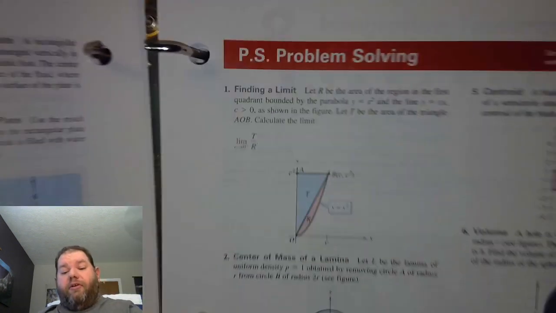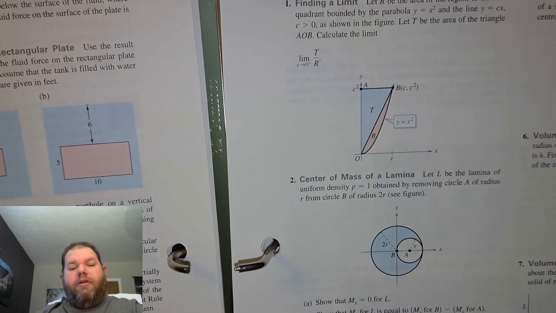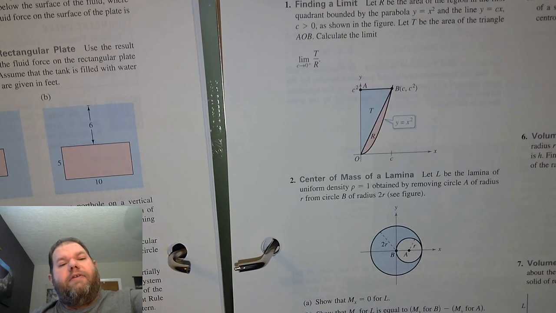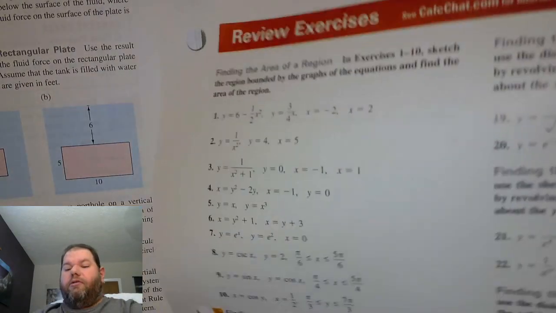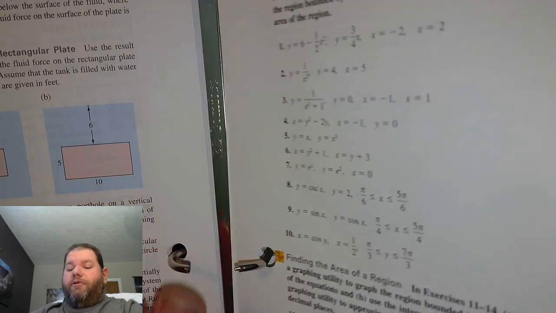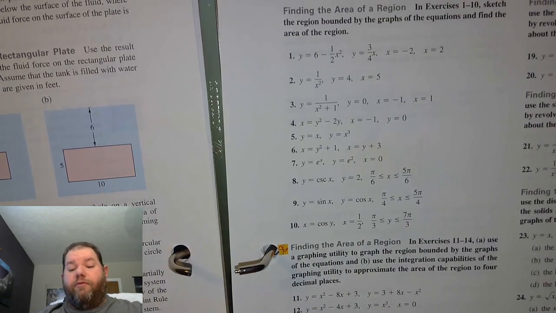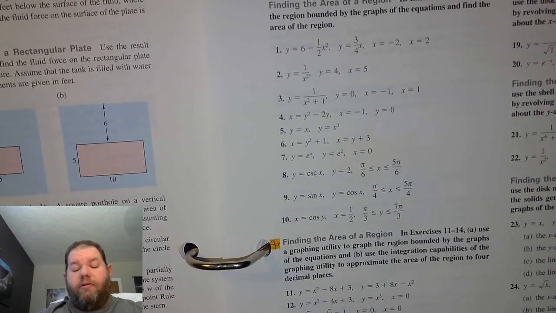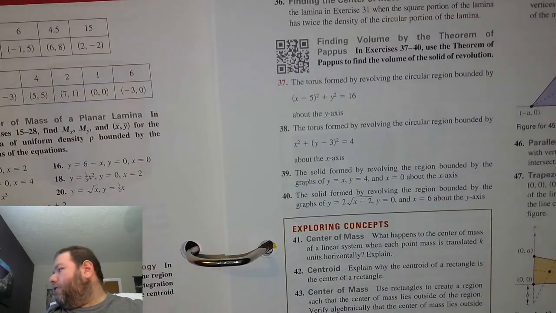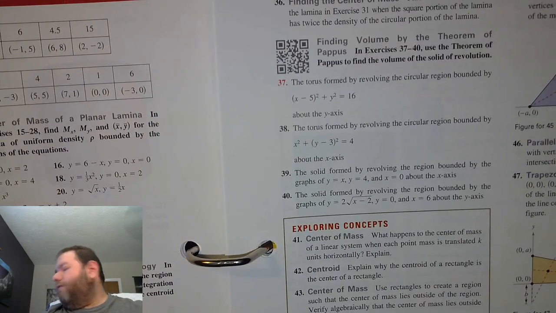Let's go to page 481 next, because the next topic in the chapter, if we're going in order, is actually the material from section 7.4, which is the arc length problems. That was 481.